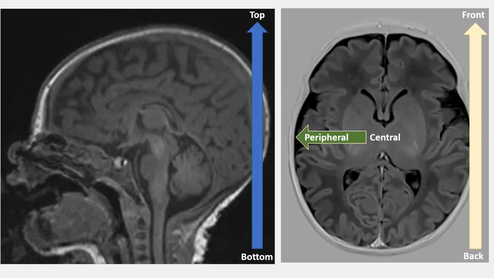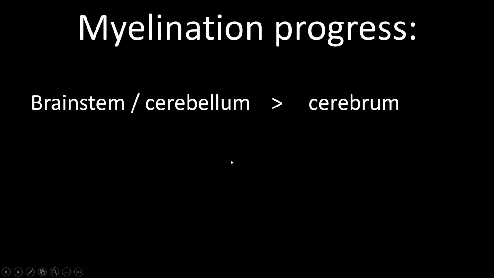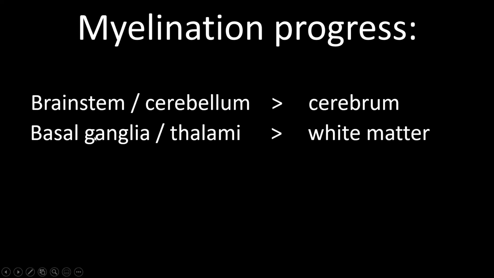Practically, what does this mean? That it goes from bottom to top, back to front, and center to periphery? It means that you will see myelination in the lower structures of the brainstem and the cerebellum before you will see it in the cerebrum. It means that you will see it in the central parts of the brain, the basal ganglia and thalamus region, before you will see it in the deep white matter.